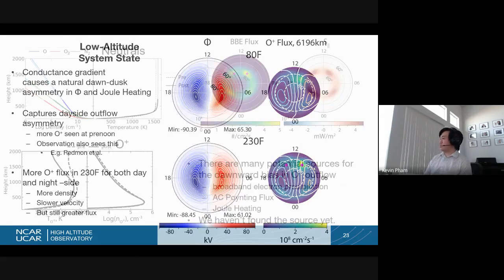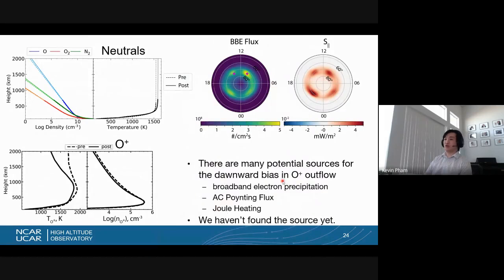So we took a look at a lot of different sources for the potential causes of this downward bias in the O plus outflow. Taking a look at the neutrals, I've marked two diamonds on the figure here. The diamond on the right side I've been calling the pre-noon diamond, and the diamond on the left side is the post-noon, with noon being at the top here.